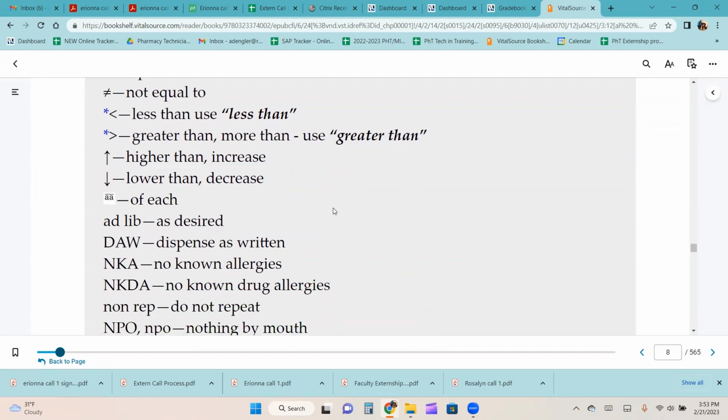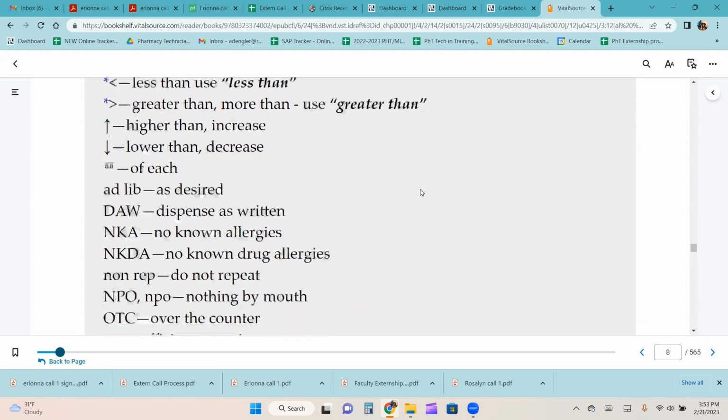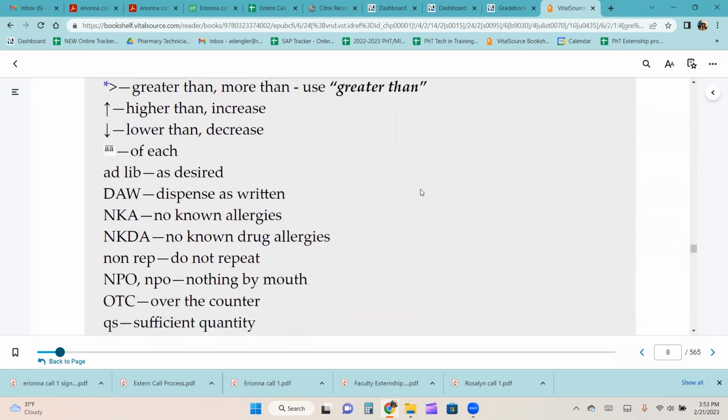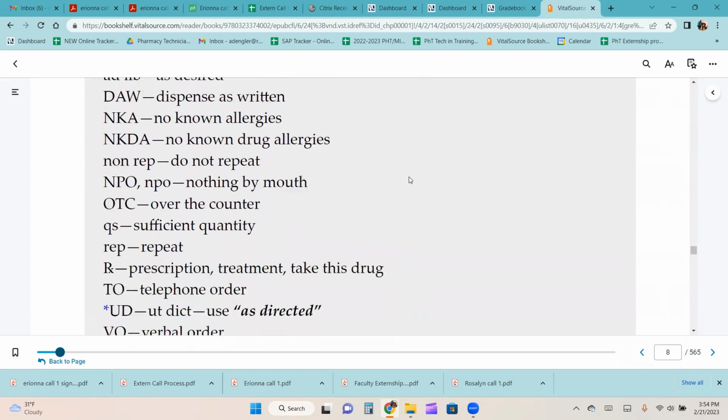Ad lib means as desired. DAW means dispense as written. NKA means no known allergies. NKDA means no known drug allergies. Non-rep means do not repeat. NPO means nothing by mouth. OTC means over the counter.